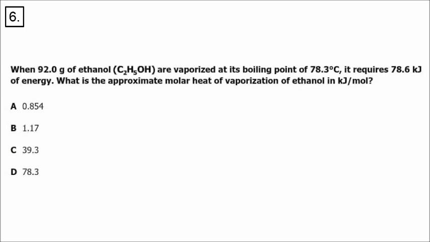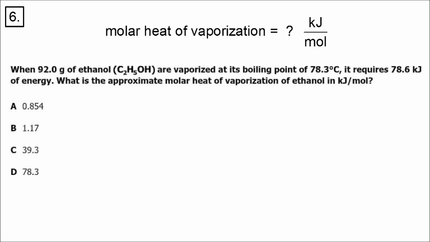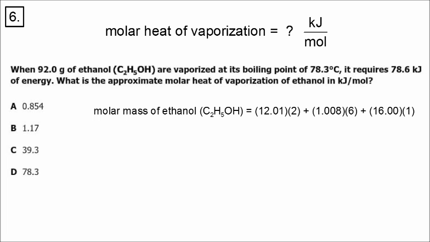Number 6, when 92 grams of ethanol are vaporized at its boiling point of 78.3 degrees Celsius, it requires 78.6 kilojoules of energy. What is the approximate molar heat of vaporization of ethanol in kilojoules per mole? So the molar heat of vaporization is what we're looking for, and it has units of kilojoules per mole.